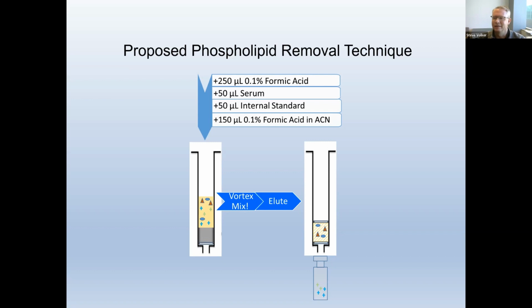And then using a vacuum manifold, we elute that directly into the autosampler vial. So as you can see, this would be a very simple method to perform. One obvious concern is that these cartridges cost a fair amount. So when you're running thousands of samples, that's an important variable.